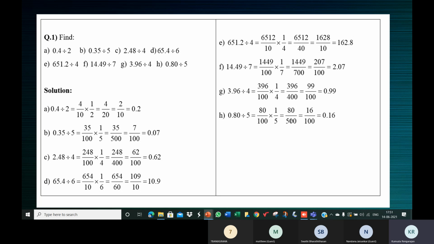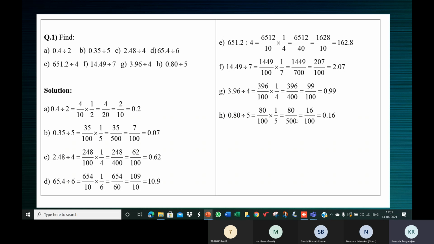See children, actually you can cancel the zeros, right? You can cancel 1 0 in the numerator, 1 0 in the denominator. Yes or no? Yes, ma'am. No, that's what it is. Just use a method where you can get a 10, 100, 1000, some numbers like this in the denominator.